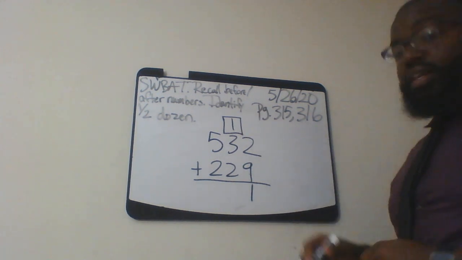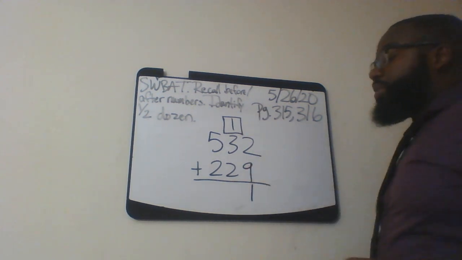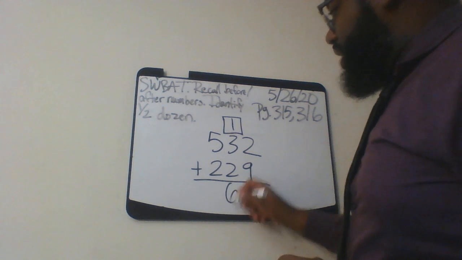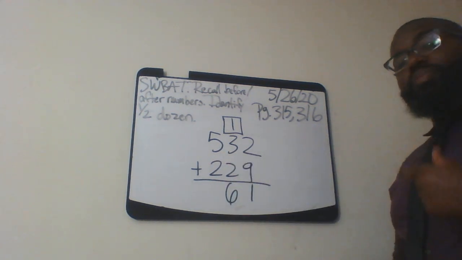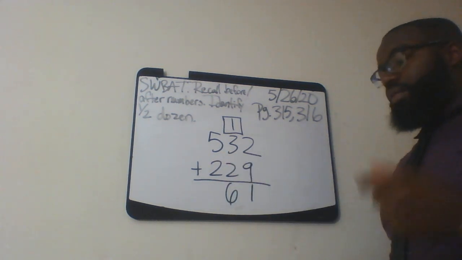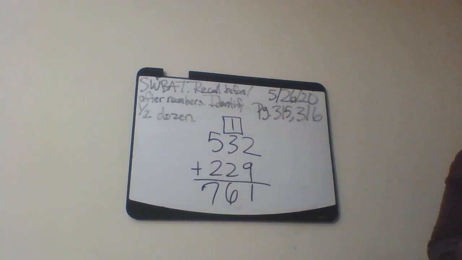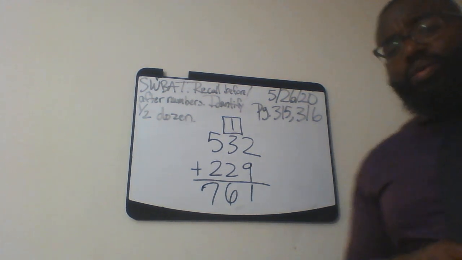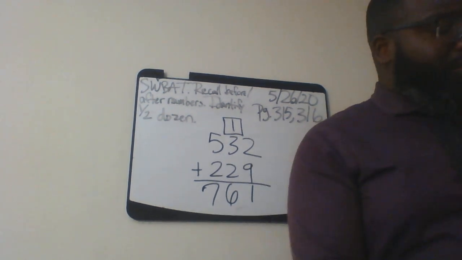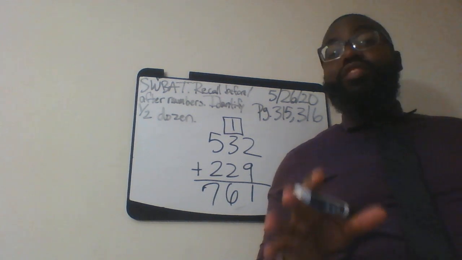1 plus 3 is 4, and 4 plus 2 is 6. And the last here, we have 5 plus 2. Correct, that is 7. So 532 plus 229, the answer will give you 761. That's basically how you solve number three.